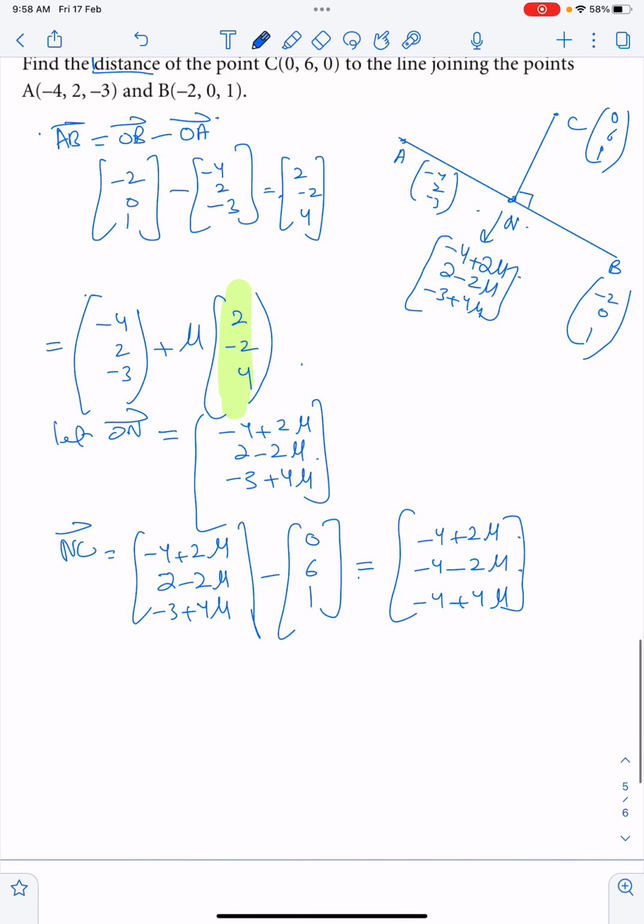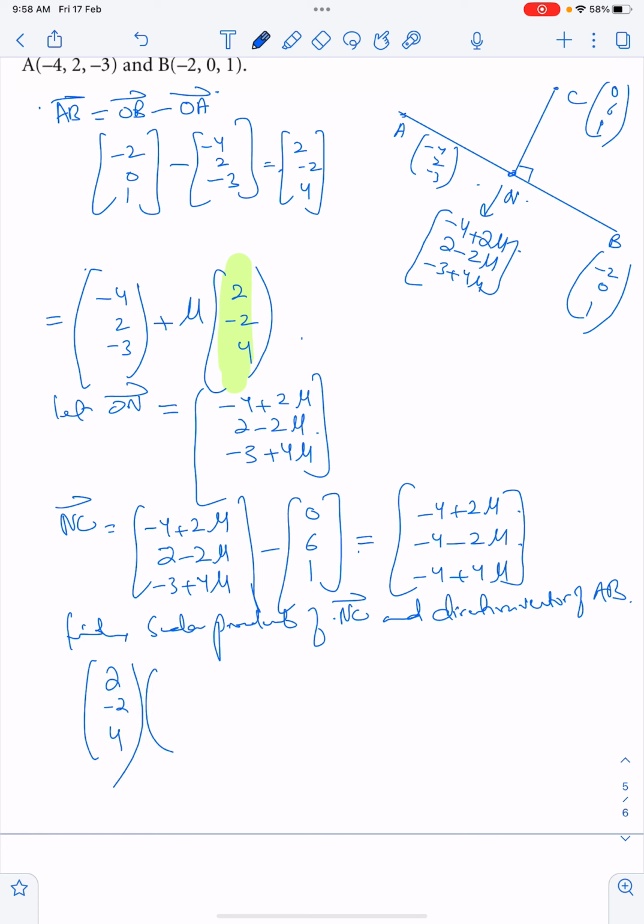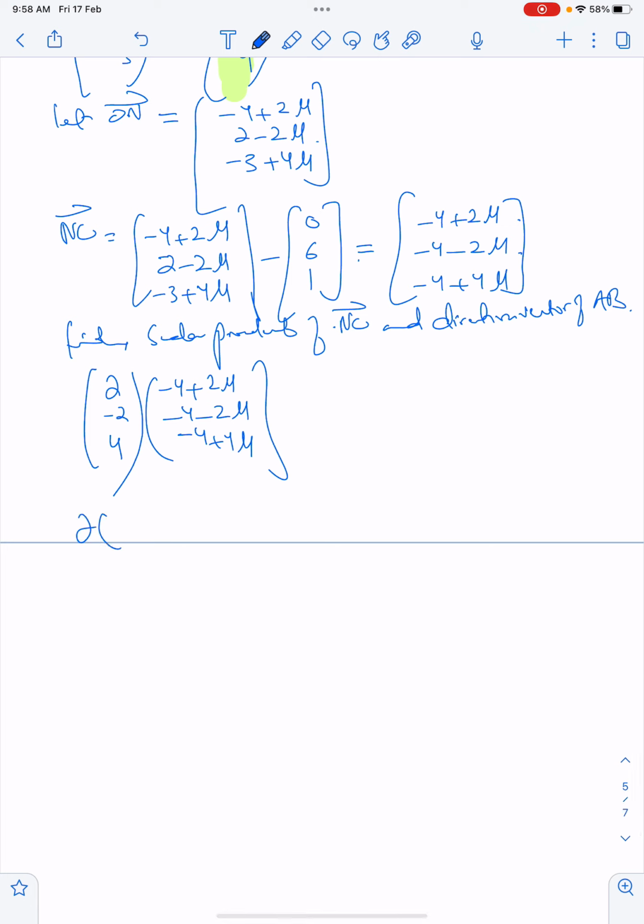Okay, so if I have NC with me, now I can get the dot product, finding the scalar product of NC and the direction vector of AB. So I want to find out the dot product. So (2, -2, 4) multiplied by (-4 + 2mu, -4 - 2mu, -4 + 4mu). Let's do that. 2 into -4 plus -2 into -4 - 2mu plus 4 into -4 + 4mu should be equal to 0.